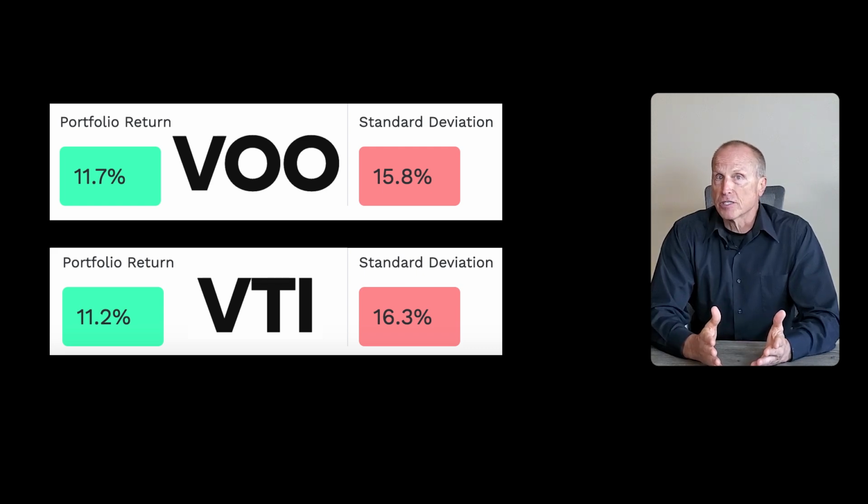Standard deviation is just a way to measure how much the price of an investment fluctuates or moves up and down over time. Again, there's really very little difference here. So what really matters is performance.